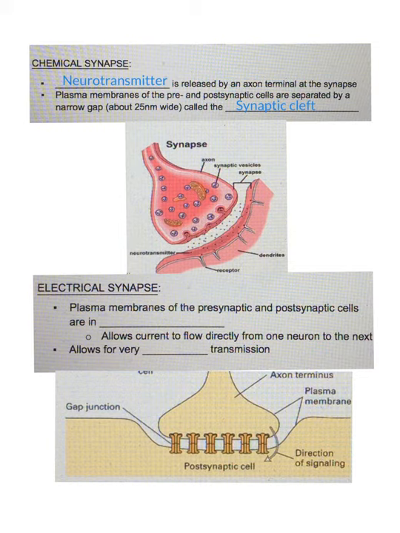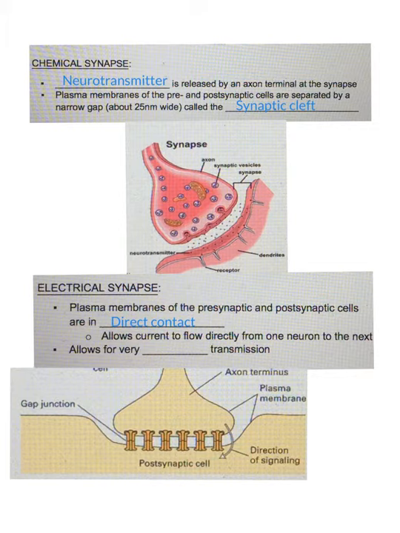Okay, the other way that communication can be made is through something called an electrical synapse, and that's what we're dealing with down here. So the plasma membrane of the two neurons, this membrane right here and this membrane right here, the presynaptic meaning the one that the signal is coming from, and the postsynaptic, the one that the signal is going to, they are in direct contact. So they actually physically touch each other, whereas with the other ones there was a gap in between them. In this case, they're in direct contact.